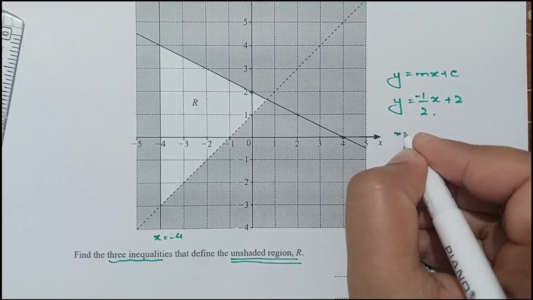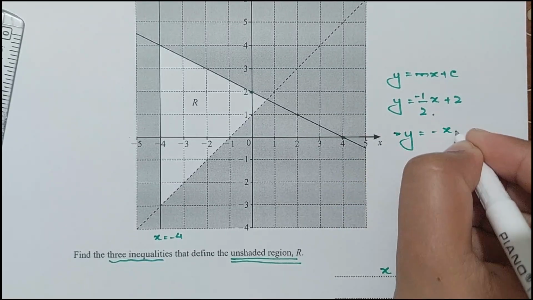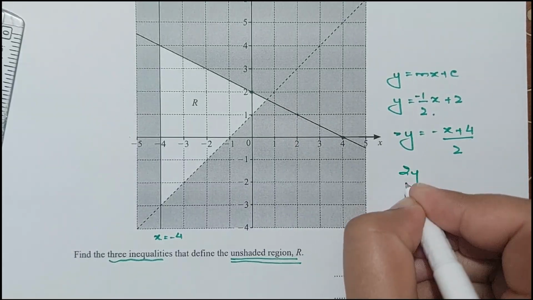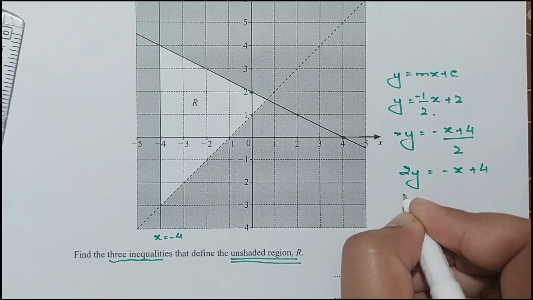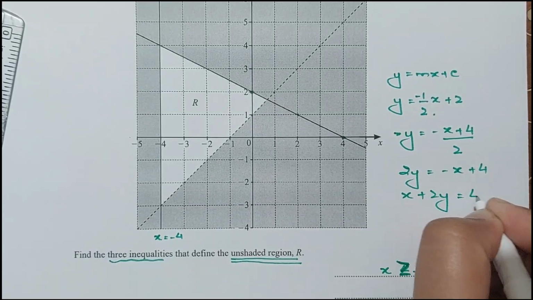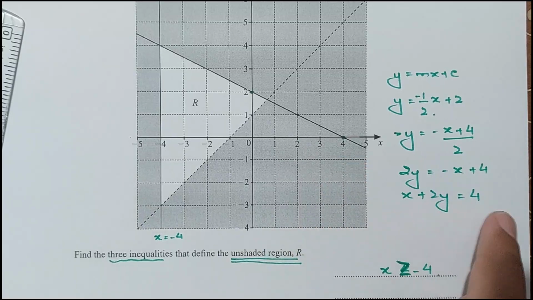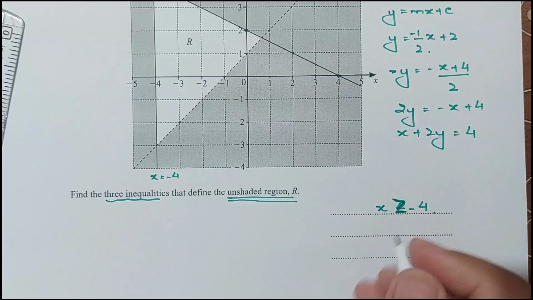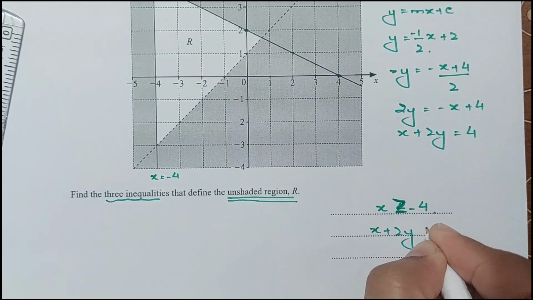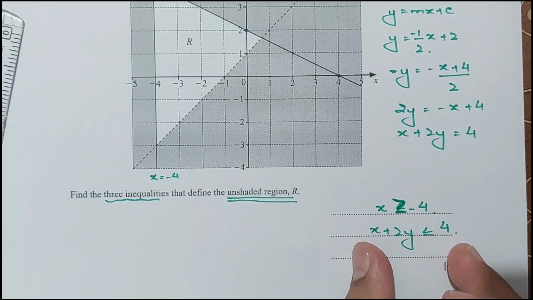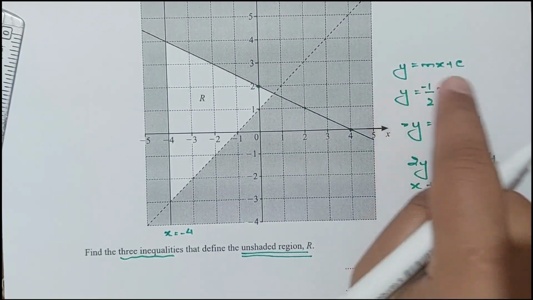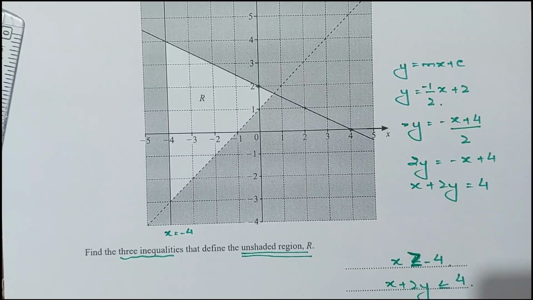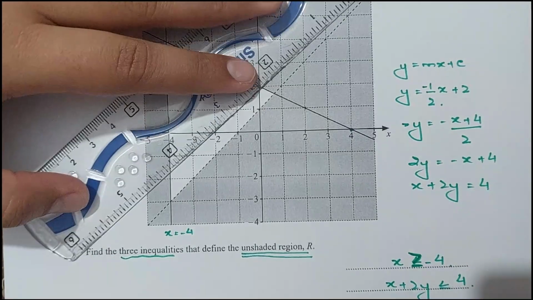Or we can further simplify. We can say y would be equal to negative x plus 4 over 2, or 2y is equal to minus x plus 4, or x plus 2y would be equal to 4. So this line is x plus 2y equals 4, and the lower portion is unshaded, so it is less than or equal to. So we can say x plus 2y is less than or equal to 4. You can keep this equation in that form, or this is also correct: y is less than or equal to minus 1 by 2x plus 2. That is also okay.